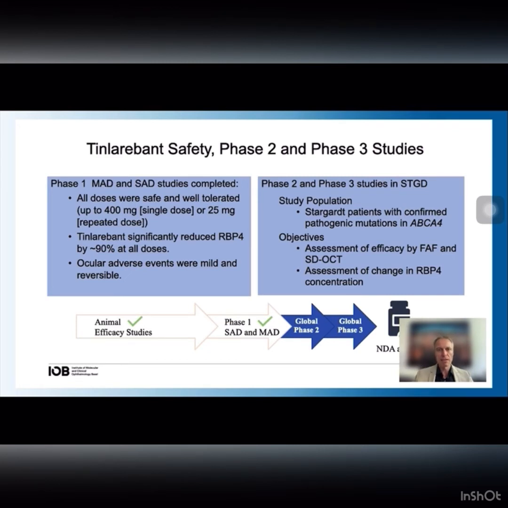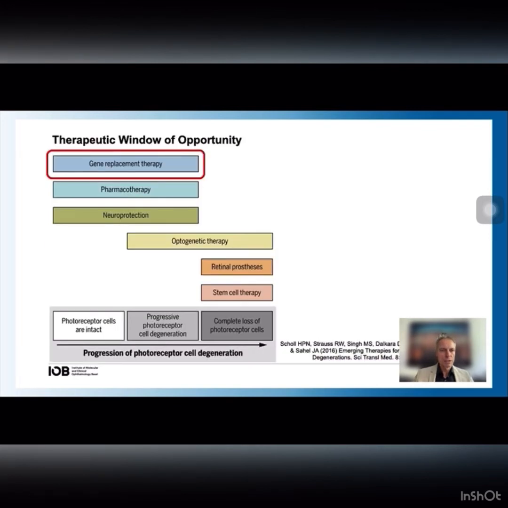where the study population will be Stargardt patients with confirmed pathogenic mutations in ABCA4, and the objectives will be the assessment of efficacy using fundus autofluorescence and SD-OCT imaging, and the assessment of change in RBP4 concentration. Looking into the future, for an inherited condition like Stargardt disease, gene therapy appears to be the obvious approach.